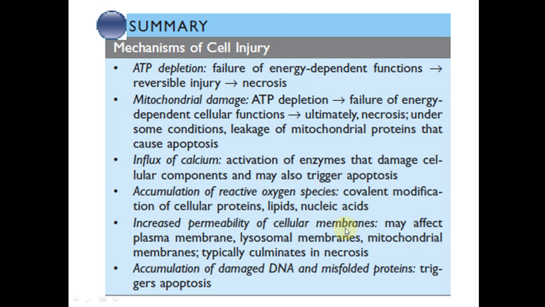The defects in the permeability of various membranes, for example the plasma membrane, lysosomal membranes, and mitochondrial membranes, and if the ionic transport mechanisms are deranged, ultimately they will lead to necrotic cell death. And finally, the accumulation of damaged DNA. Normally, when the DNA is damaged, there is a mechanism in the cell, the DNA repair process. If the DNA can be repaired, it is repaired, but if the damage is severe, the cells are directed to undergo apoptotic cell death. In a similar way, the accumulation of misfolded proteins along with the accumulation of damaged DNA will trigger apoptotic cell death.